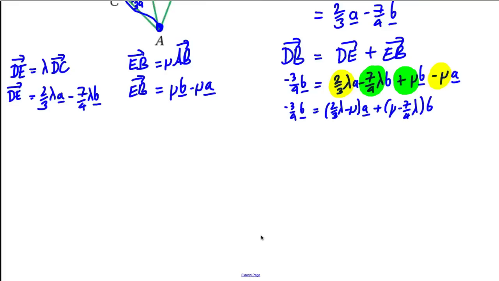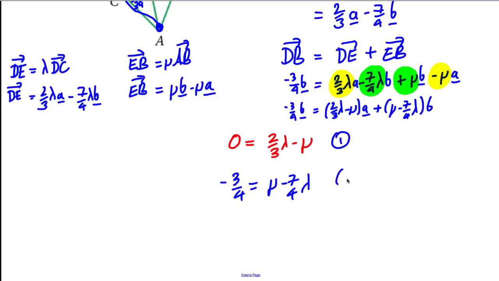Okay, let's keep going with this. Now this is like what was in video 2. We've got no lots of A on the left side, some lots of A on the right, some lots of B on the left side, some lots of B on the right. For the two sides to be the same, however many lots of A on the left, 0 lots of A must be equal to 2/3 lambda minus mu. That must be true. This must be 0. And similarly, negative 3/4 must be equal to this side. So negative 3/4 must be mu minus 7/4 lambda. Okay, so we've got two equations here.